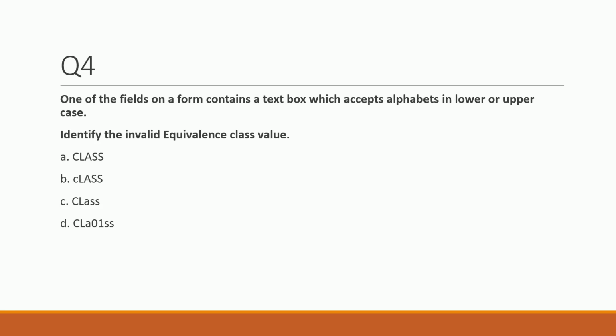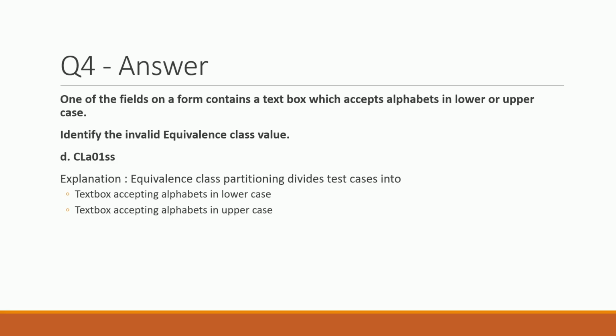So question 4: one of the fields in the form contains a text box which accepts alphabets in lower or uppercase. Identify the invalid equivalence class value. We have certain options given and the correct answer is D. The equivalence class in this case divides into text box accepting alphabets in lowercase, uppercase or mixed form of cases, but D is invalid because it also includes a number.